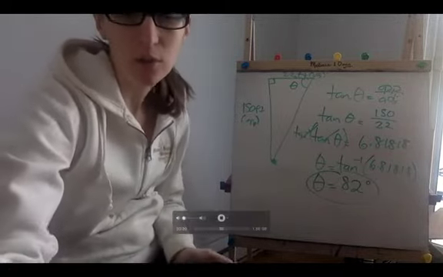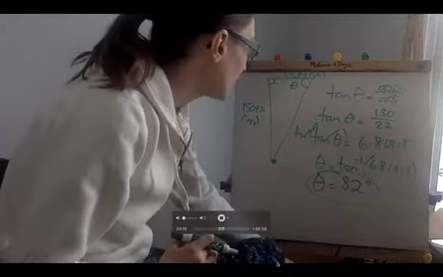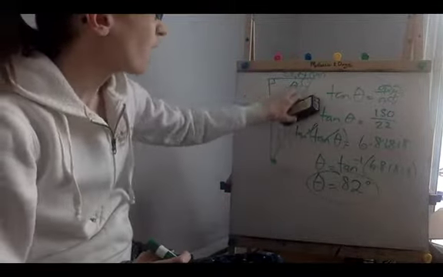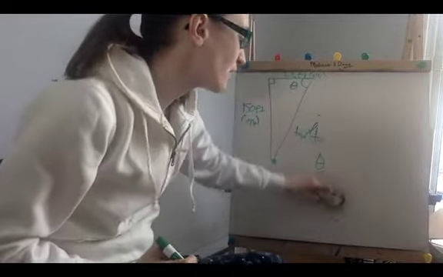And the second part of the question asks us, so the first part, does the shroud form the correct angle of depression to support the mast? If not, determine how far. So it doesn't. So now determine how far from the base of the mast the shroud should be secured in order to make the correct angle. Okay, so with this one, we can change how far away we place the shroud. We can't change the height of the mast.